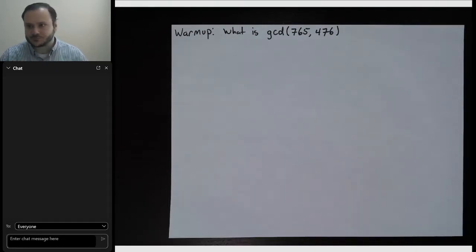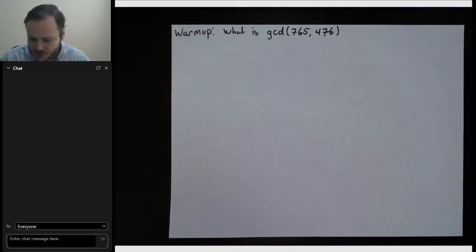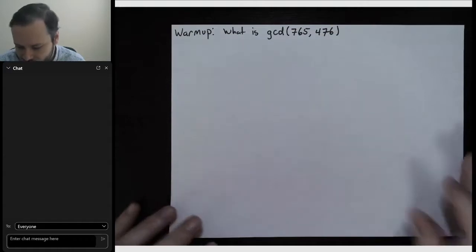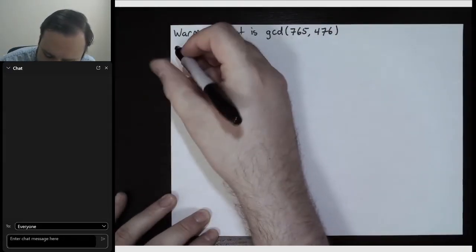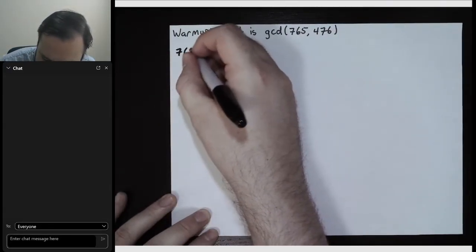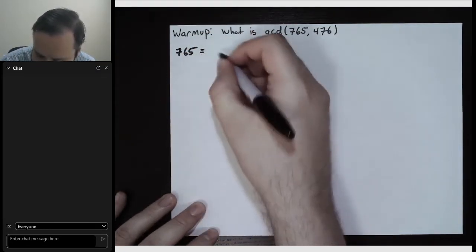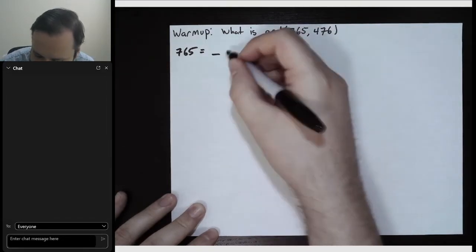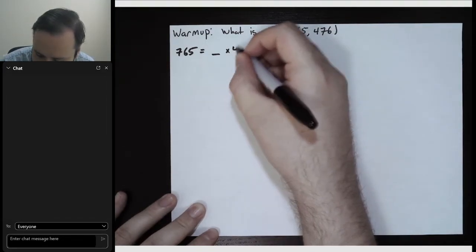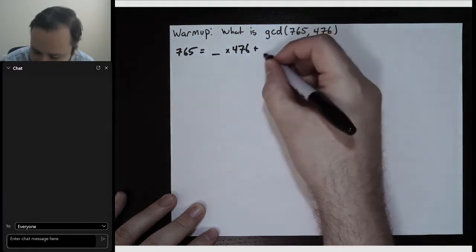So, okay. Let's start with our warm-up question. We want to figure out what the GCD of 765 and 476 is. And our tool for calculating GCDs is the Euclidean algorithm. So how does this work? We want to take our bigger one, in this case 765, and we want to use our division algorithm to say that this is something times our smaller one, 476, plus some remainder.